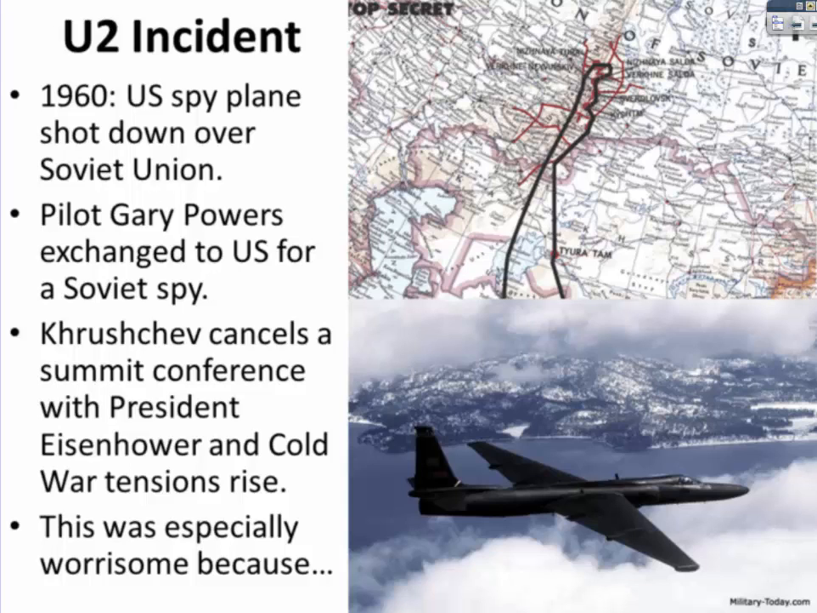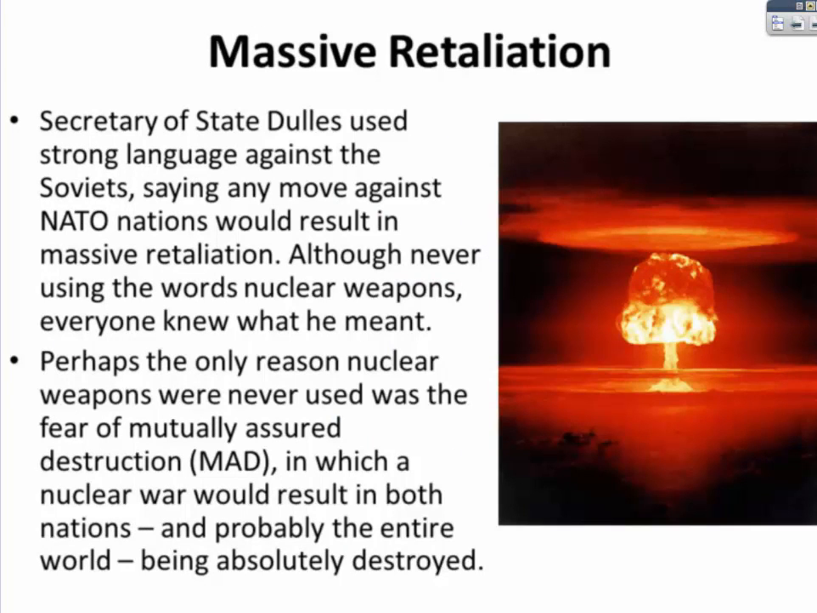This is especially worrisome to the United States because additional tension with the Soviet Union meant greater risk of massive retaliation. Secretary of State Dulles used strong language against the Soviets, saying that any NATO nations being attacked would result in what's called massive retaliation, meaning you send one missile at us, we will send 10 back at you. Although there's really never the direct threat of nuclear weapons being used, everyone knows what Secretary Dulles means.